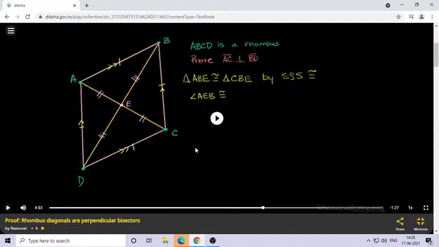So what must be the value of AEB and BEC? Both values should be the same, and when you are adding them, their sum should be equal to 180 degrees. So then what must be the value?